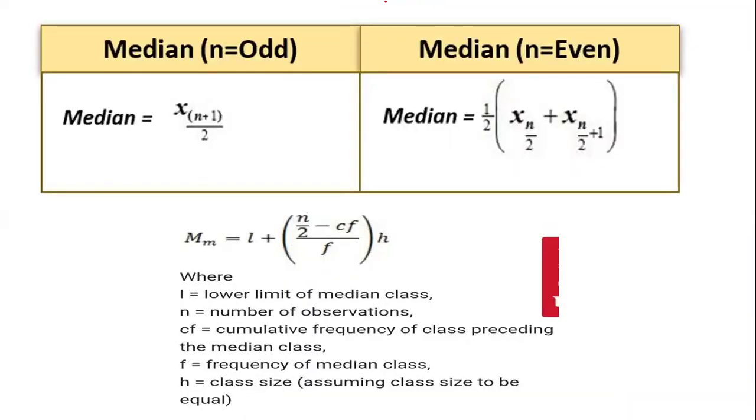Now the median. If the number of values is odd, the formula we have to use is X of (n plus 1) divided by 2. For the median when the number of values is even, the formula is the half of X n, so the formula is this.